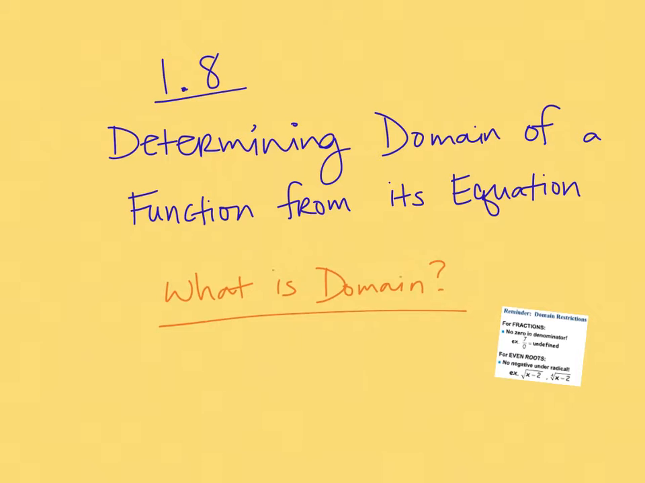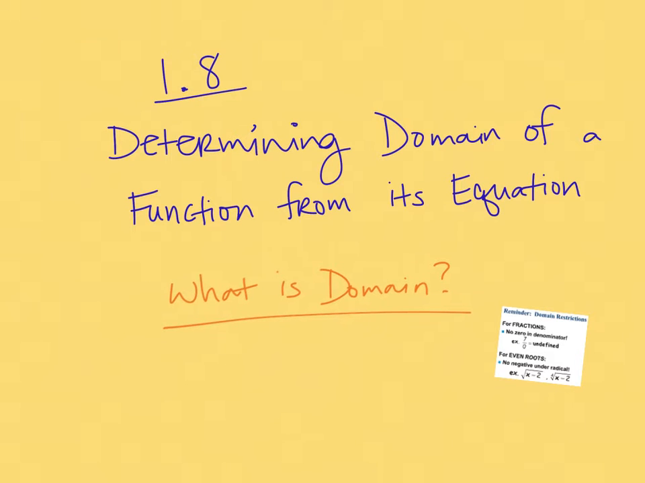Domain is basically what x can be, what we can plug into the function and it'll run smoothly. A lot of functions, the domain is just all real numbers. Anything works. But sometimes we do have restrictions on our domain. What does that mean? A restriction means that, hey, you can't plug this number in.